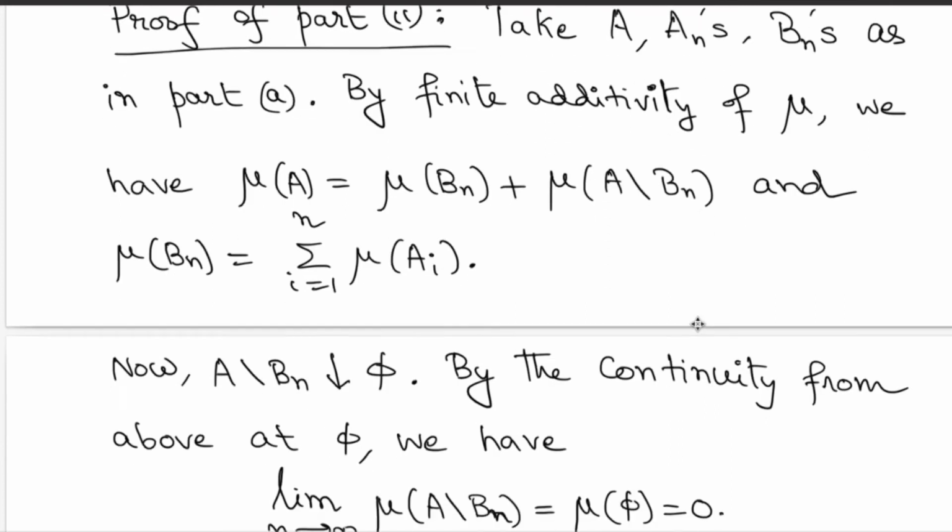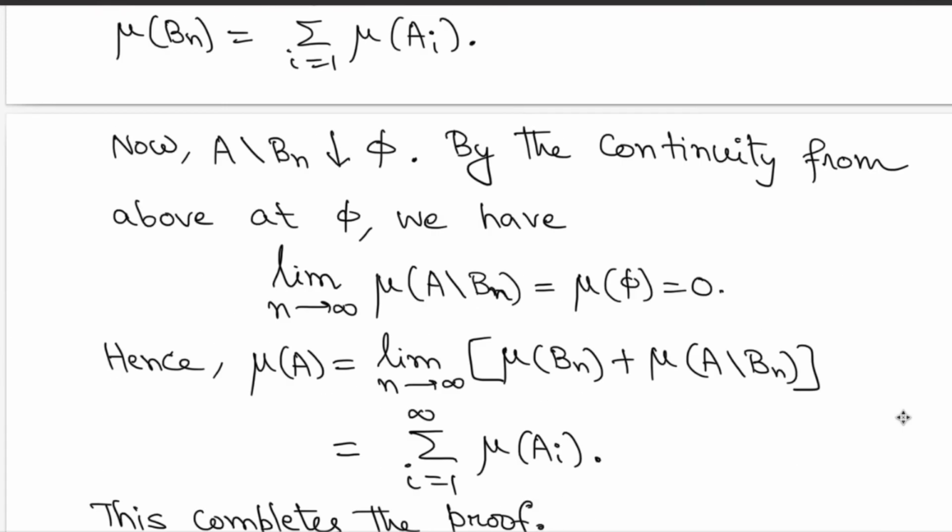Now look at A minus Bn. Since Bn increases to the set A, A minus Bn, meaning A intersected with Bn complement, will decrease to the empty set. Therefore, by continuity from above at the empty set, here we use that hypothesis, we get that the limit as n goes to infinity of mu of A minus Bn is equal to 0. Here we are applying it to the decreasing sequence A minus Bn.